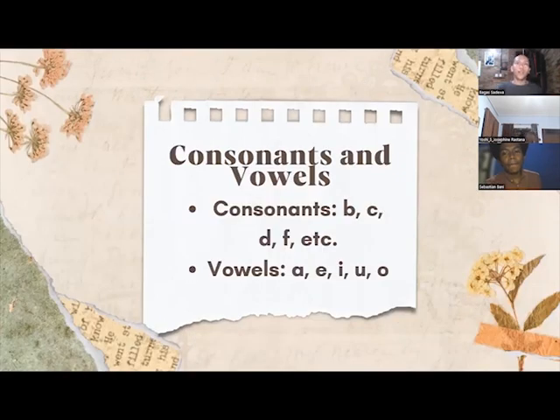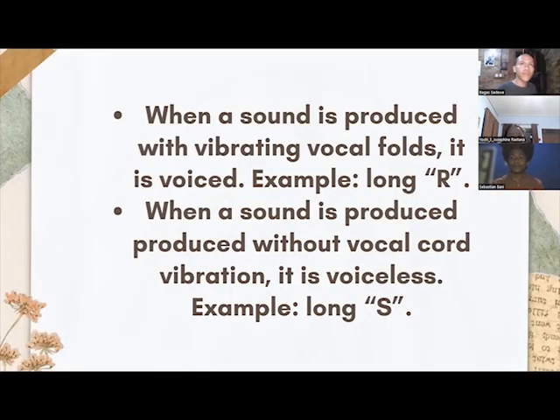So here are some examples of consonants and vowels. Consonants are B, C, D, F, etc., while vowels are A, E, I, U, and O. Next slide, please. When a sound is produced with vibrating vocal folds, it is voiced, for example, R. When a sound is produced without vocal cord vibrations, it is voiceless, for example, S. Next slide.